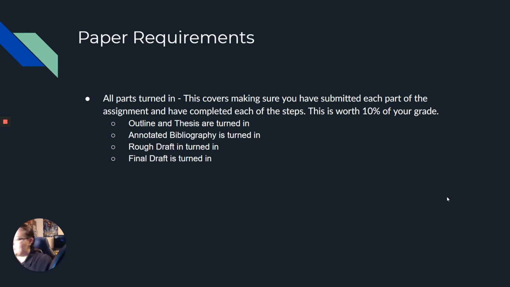The last bit is that all parts should be turned in. This covers making sure you have submitted each part of the assignment and have completed each of the steps. This is worth 10% of your grade. It is literally a 10% give me, because you should be submitting each of these. So make sure your outline and your thesis are turned in, make sure your annotated bibliography is turned in, make sure your rough draft is turned in, and above all else, make sure your final draft is turned in.